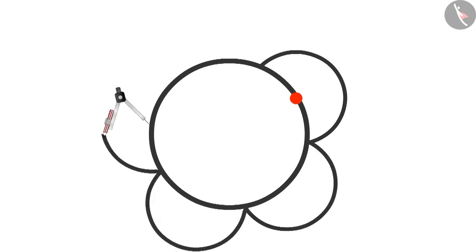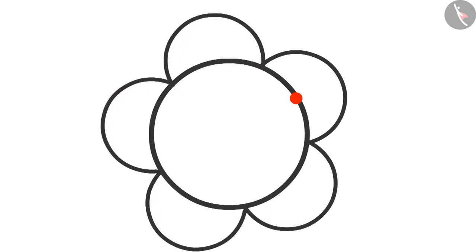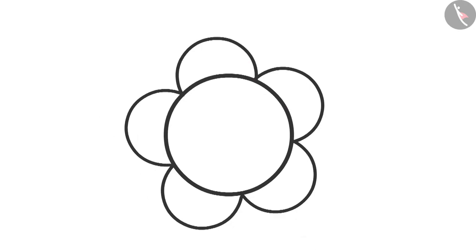This is the middle part of the flower. After that, take any point on the boundary of the circle as the center and make a circle like this. In the same manner, we make many petals by making circles. See, this circle just became a flower. Wow, the circle turned into a flower.